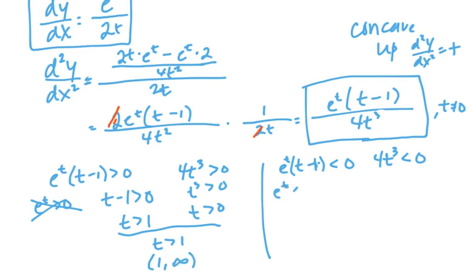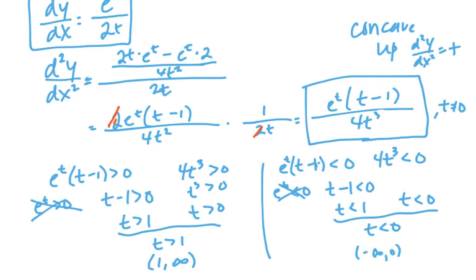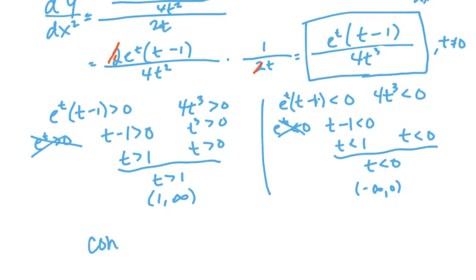Again, e to the t is less than 0. That's not possible. It's positive, so it doesn't affect the sign of the other one. So t minus 1 is less than 0, so t is less than 1. And over here, t is less than 0. Now this only happens when t is less than 0. That's the overlap of the two inequalities. So not 0. So we have negative infinity to 0. So we have concave up from negative infinity to 0 and from 1 to infinity.